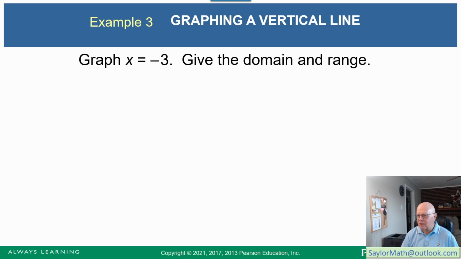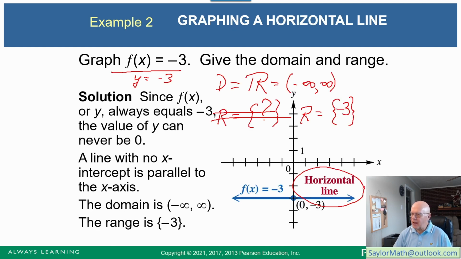How about this one? Remember, the other one was f of x equals negative 3. This is, in some sense, the opposite. So let's take a look back here again. This is y equals negative 3. So if you were going to graph this and you didn't know initially that it was a horizontal line, you could get some points.